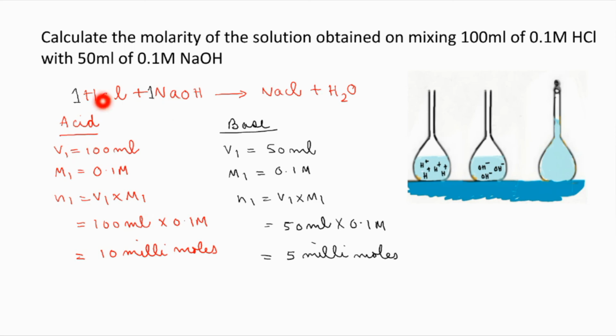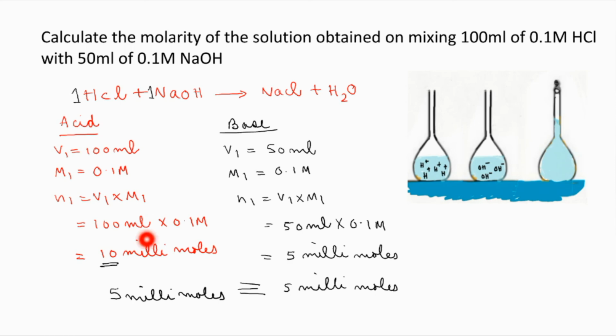As per the balanced chemical equation, 1 mole of acid can completely neutralize 1 mole of a base, because that is in 1:1 ratio. Now see this one. You have taken 10 millimoles of acid and 5 millimoles of base. Will it neutralize completely? No. 5 millimoles of base can completely neutralize 5 millimoles of acid only. Then what will happen to the rest of 5 millimoles of acid? That will be present inside the solution even after neutralization also.